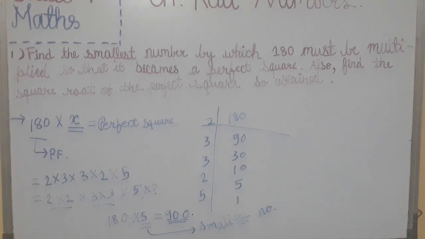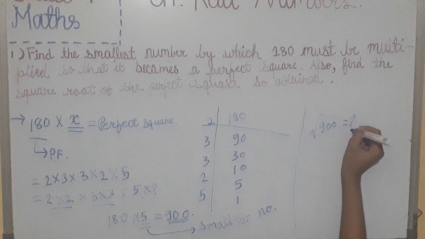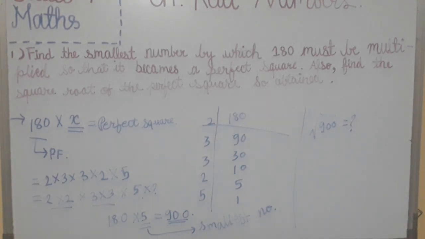Now, after that they have said to find the square root of the perfect square obtained. So we have to find the square root of 900. The square root of 900 is 30.